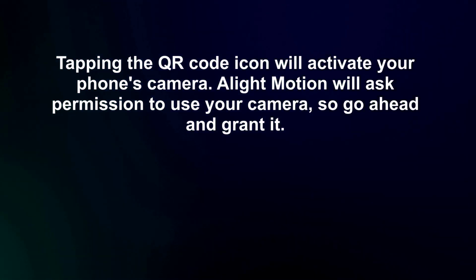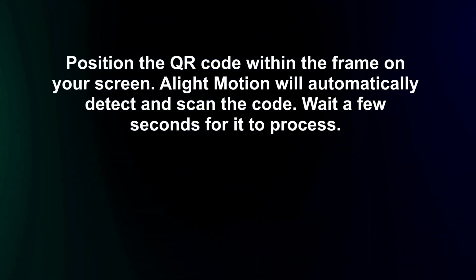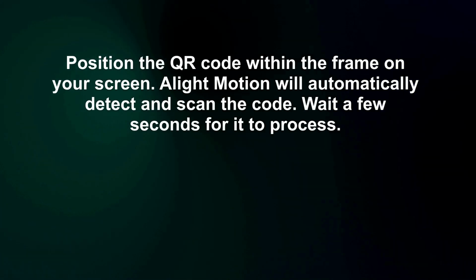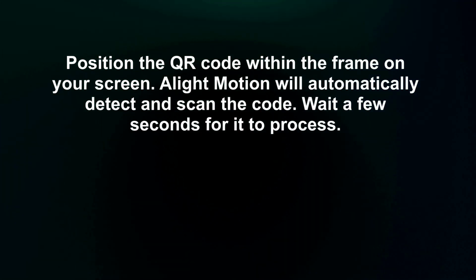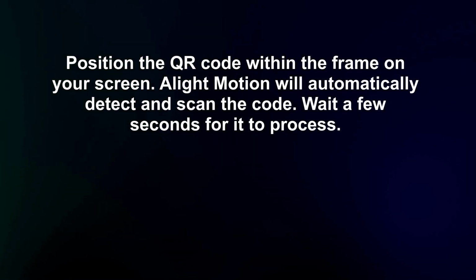Alight Motion will ask permission to use your camera, so go ahead and grant it. Position the QR code within the frame on your screen. Alight Motion will automatically detect and scan the code. Wait a few seconds for it to process.